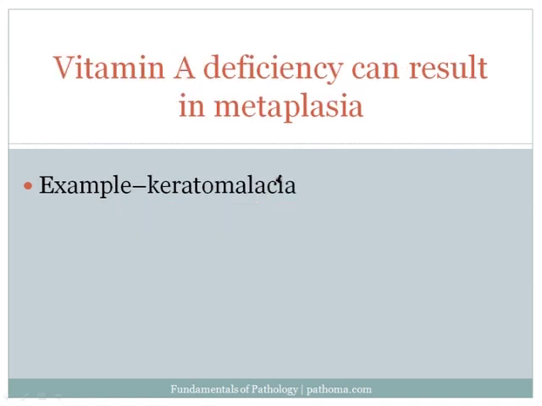Another important principle concerning metaplasia is that vitamin A deficiency can result in metaplasia. Before you can understand this, we need to take a step back and stick a couple other high-yield points in here. Let's start with vitamin A deficiency. When you think about vitamin A deficiency, the very first thing that comes to mind is night blindness. And I think we're all familiar with the fact that if someone is vitamin A deficient, there's an increased risk for night blindness.